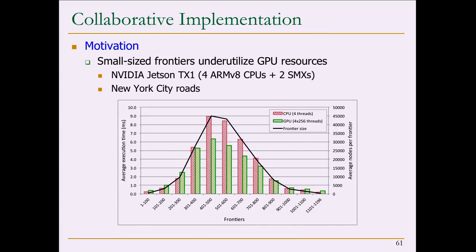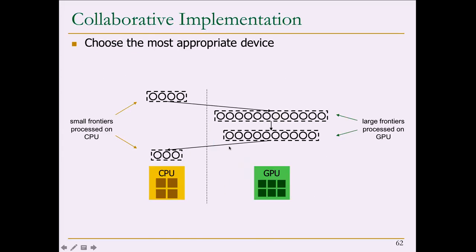Because we have a very low number of vertices in the frontier, it is enough to use CPU threads. We don't need to use the entire GPU resources. In the middle of the algorithm, the size of the frontiers is much larger, so then the GPU is faster than the CPU. Does it make sense?